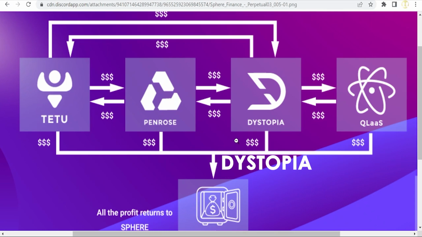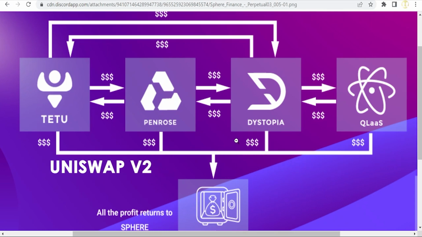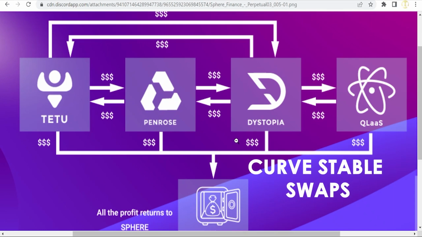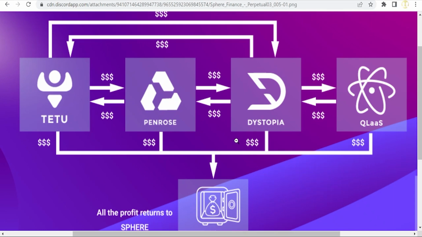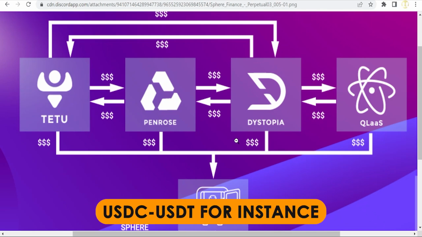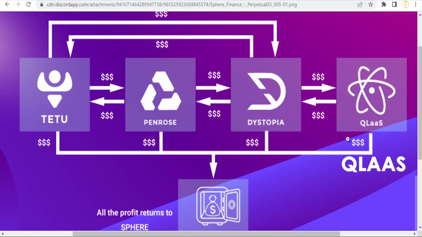Dystopia is a new decentralized exchange coming to Polygon based on Uniswap V2 and Curve stable swaps. Basically, it will facilitate swaps between stable coins and closely correlated assets, such as swaps between USDC to USDT, for instance. And finally, QLAS, which is essentially a revolutionary way to farm with the available liquidity that there is in a pool, so the protocol can earn a yield with it.